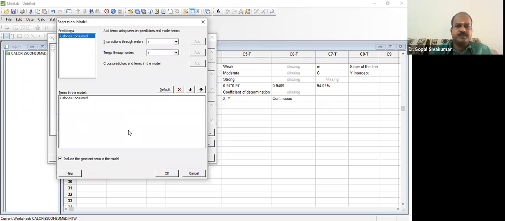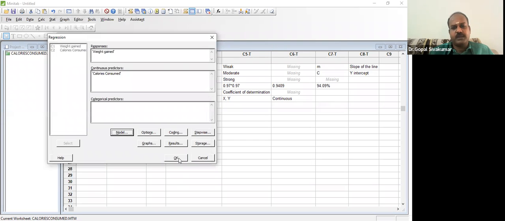Now Model. In Model, there is only one term. One term means only X will be there. If there are two factors, let's say X1, X2, then there will be X1, then there will be X2, and there is a chance for X1 into X2 also to come. So that complication is not here. So you can just click 1, and then you give OK. And now you again give OK.